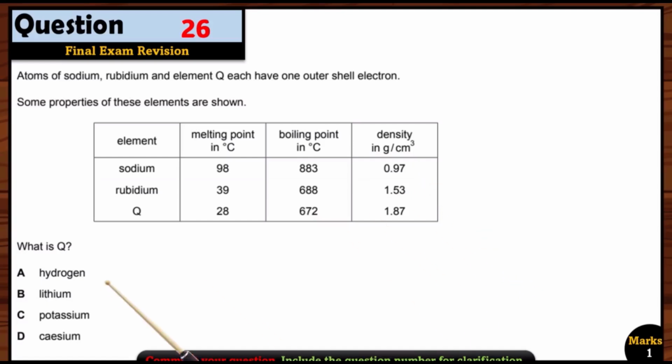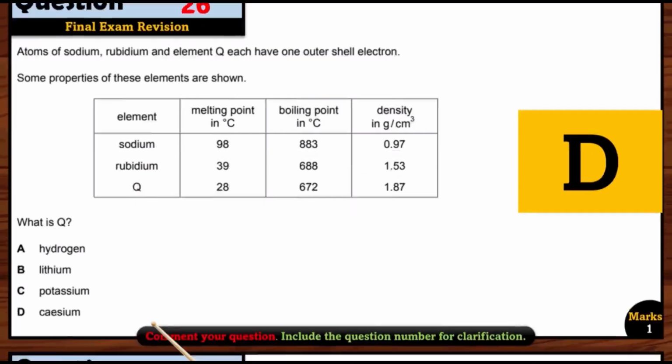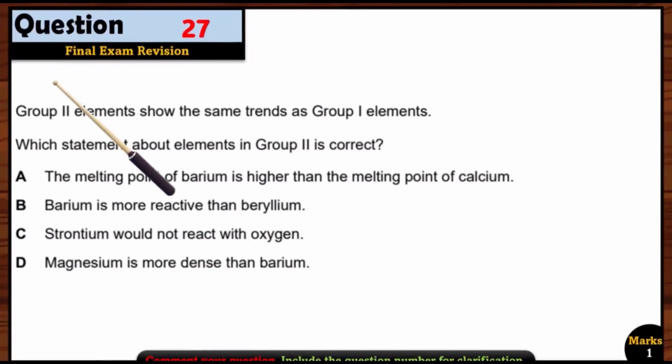So if we see here after rubidium, it should be cesium because potassium is above rubidium, not below rubidium. Okay, so D option is the right option here. You can also check the periodic table because it will be available in exam. Okay, let's say question 27.